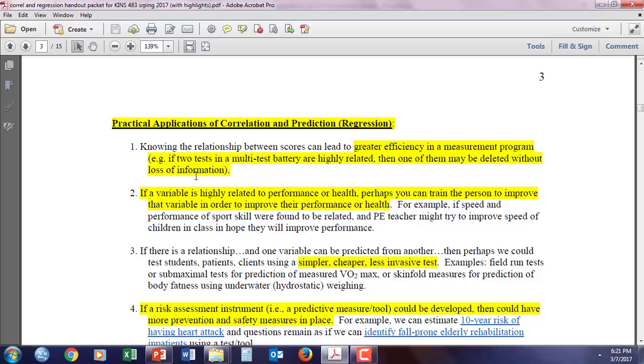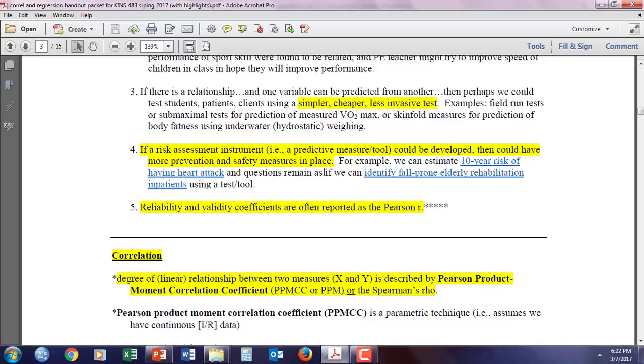A second practical application or use of this correlation and prediction material that we're learning right now is that if we find that something is highly related to performance, for instance, then it would most probably be worthwhile to train the person to improve that variable, with the idea that if you improve that predictor variable, you then would improve the outcome or the criterion variable, which is performance in this case.